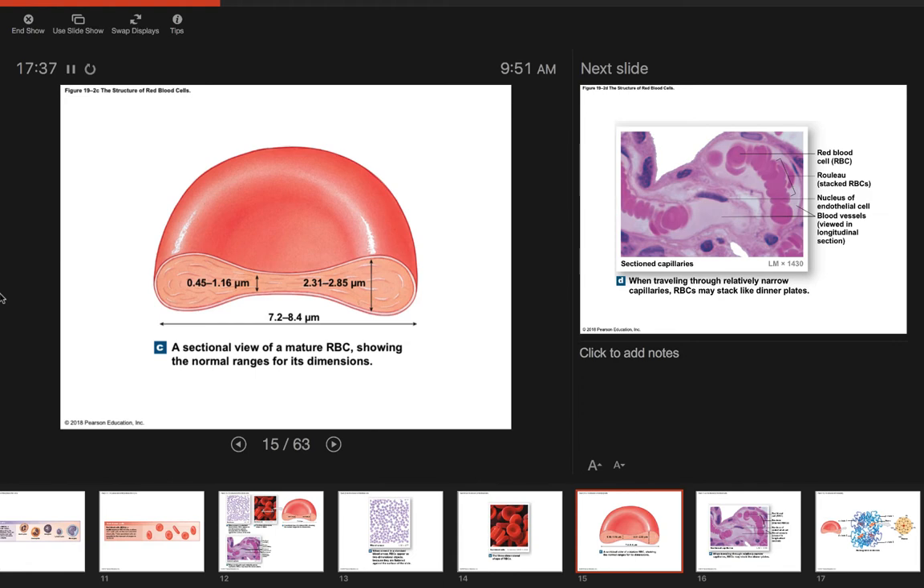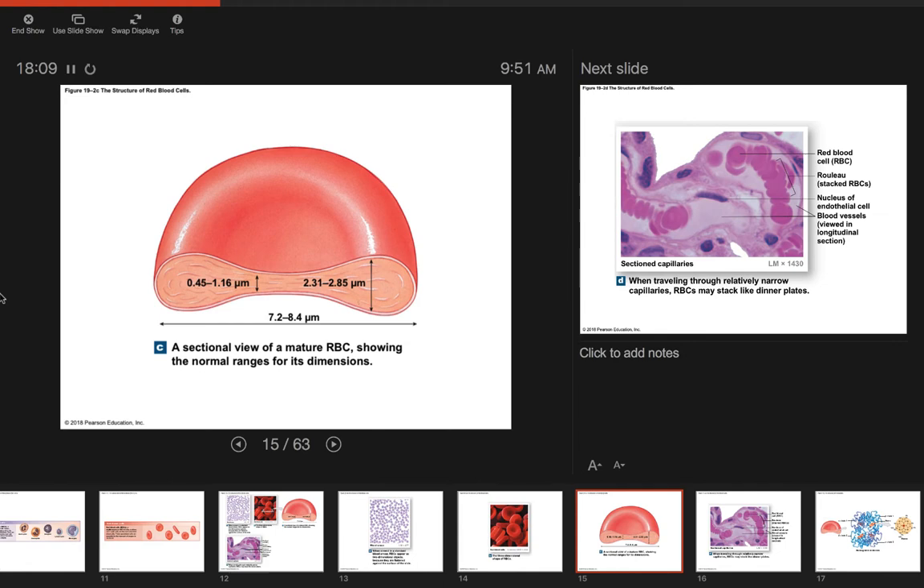It can't divide, right? So it's not going to be able to divide. What else can't it produce with no DNA? Any more proteins. It can't produce proteins, right? Transcription begins with the DNA. That's where we begin it, with DNA. So it can't produce proteins, which means this red blood cell is not going to be able to repair itself. So it's not going to live long. The red blood cell is only going to live about 120 days, about 4 months, and then it dies. There's no way for it to repair itself.